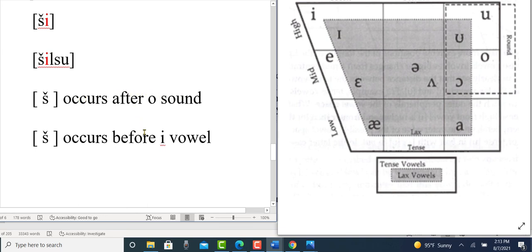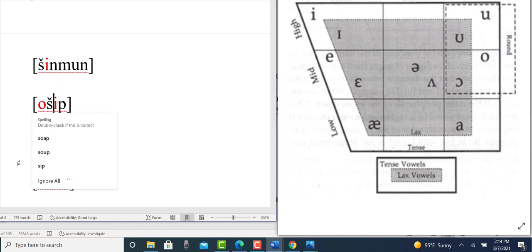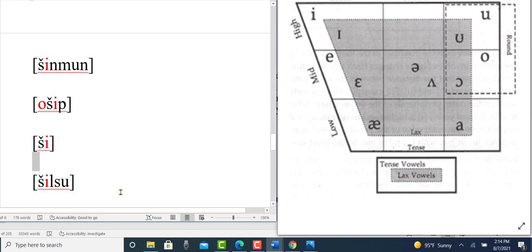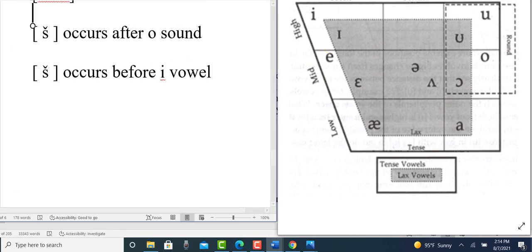But there seems to be something more specific here. It occurs before this E. In all these cases, 1, 2, 3, 4, we've got four instances where that SH sound occurs before the E. The E is a high front tense vowel. That seems to be a specific pattern. So the SH sound seems to occur before that little I vowel, at least in Korean.